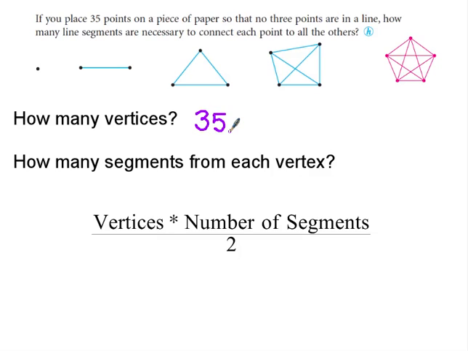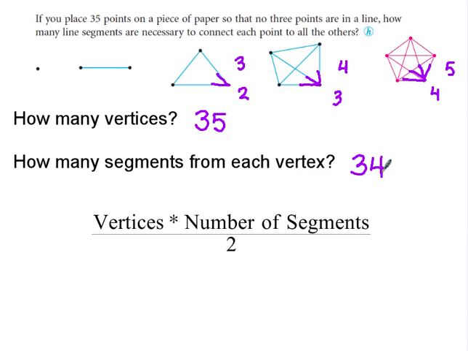So how many segments from each vertex? Well, let's look. When I had 4 vertices, I had how many segments? I had 3, right? When I had 3 vertices, I had how many segments? 2. When I have 5 vertices, let's see, 1, 2, 3, 4. So if I have 35 vertices, how many segments am I going to have from each vertex? 34. Now you're going to need to visually draw a diagram on each of these or look at the pictures in the book, because sometimes it won't always be one less.